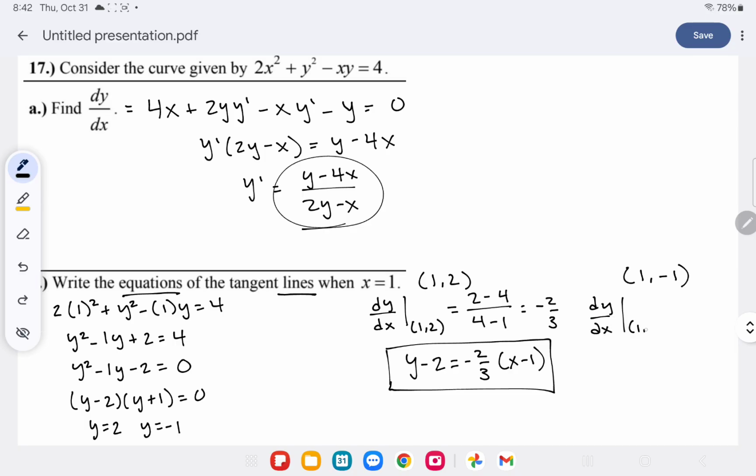My second equation, I'm going to plug in the point 1, negative 1 into that same derivative we got in part A. And when I do that, I get negative 1 minus 4 times 1 over 2 times negative 1 minus 1. So negative 5 over negative 3. So my slope is 5/3. My point is 1, negative 1. And so in point slope form, it looks like this.